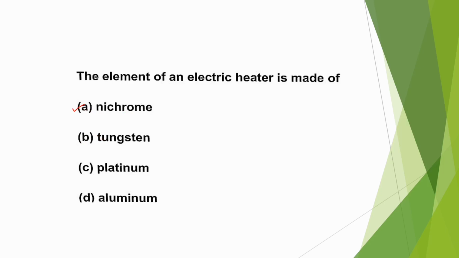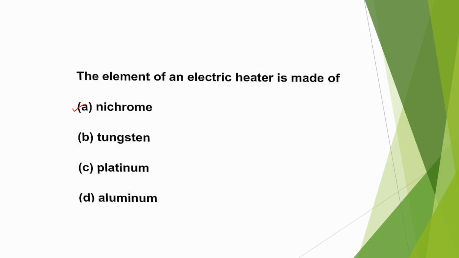It has high resistance. Nichrome resists the flow of electric current, causing it to heat up when current passes through it. It has a high melting point, allowing it to withstand high temperatures generated in electric heaters without melting or breaking down. It is also oxidation resistant. Nichrome forms a protective layer of chromium oxide when heated, which prevents further oxidation and corrosion, thus increasing its durability.